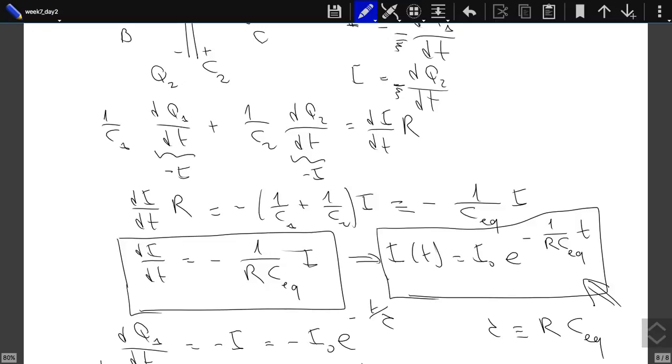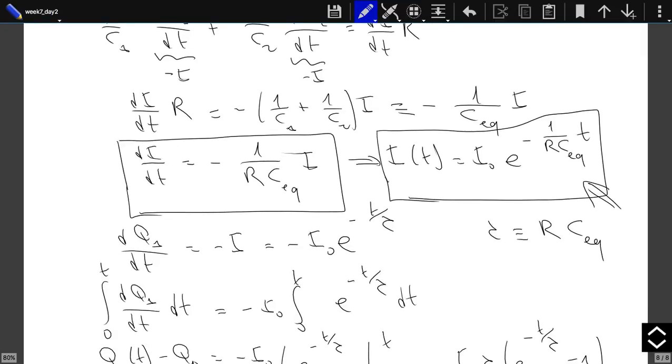Okay, we know the current. The next thing is, how about the charges in the capacitors? You might be interested in the charges in the capacitors. Well, we know how the current is related to the charges. We just took one of them. So this is the equation we have.